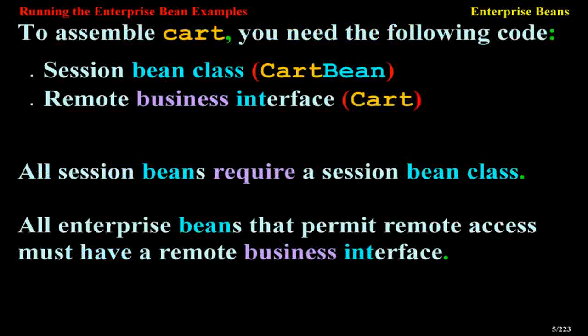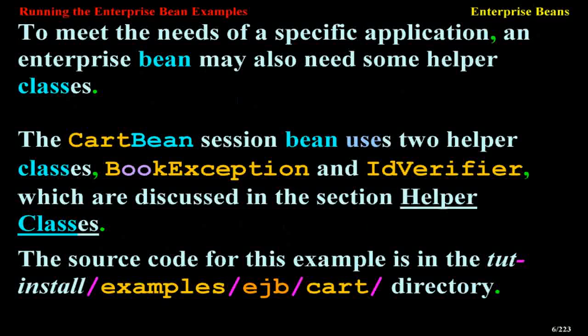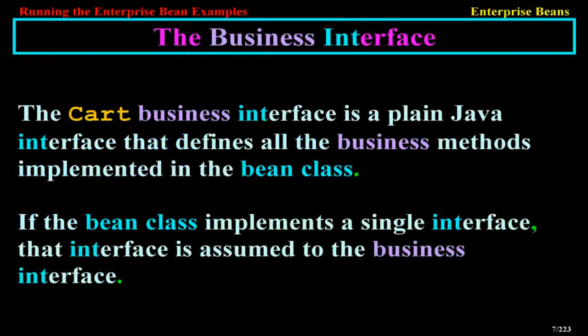All session beans require a session bean class. All enterprise beans that permit remote access must have a remote business interface. To meet the needs of a specific application, an enterprise bean may also need some helper classes. The CartBean session bean uses 2 helper classes, BookException and IdVerifier, which are discussed in the section Helper Classes. The source code for this example is in the tut-install/examples/ejb/cart/ directory. The business interface.